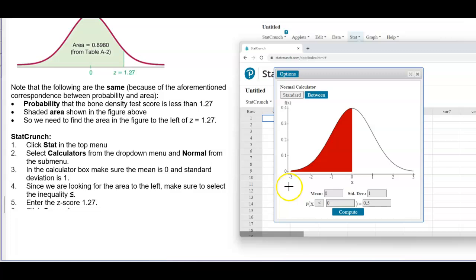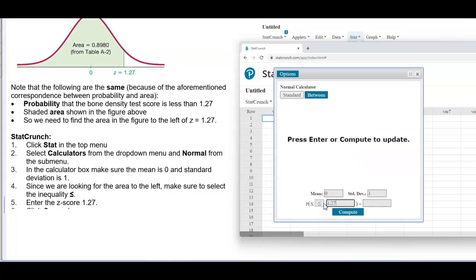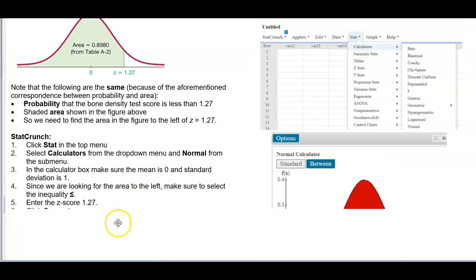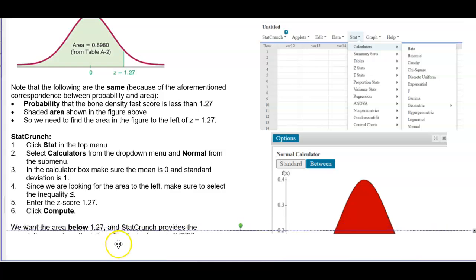Now, in the calculator box, we want to make sure that the mean is 0 and the standard deviation is 1, which it is. And now, since we are looking for the area to the left, we want to make sure that the inequality is showing less than or equal to. Now, instead of having a z here, they have an x here. Now we're going to enter the score here of 1.27. So when you enter that score, you're going to see what is shaded, which is very similar to up here. And then we're going to get the following area, which is, we're going to click Compute.